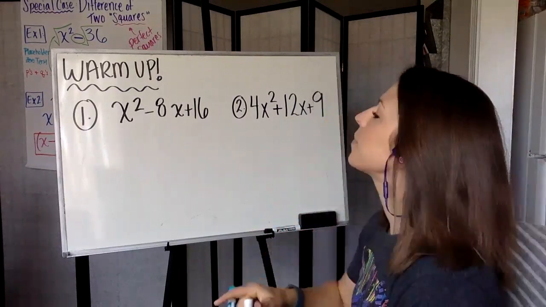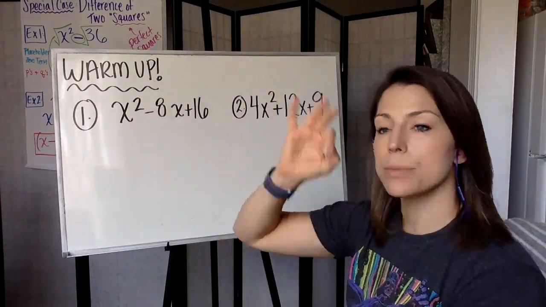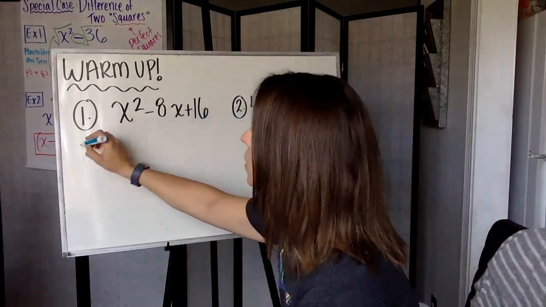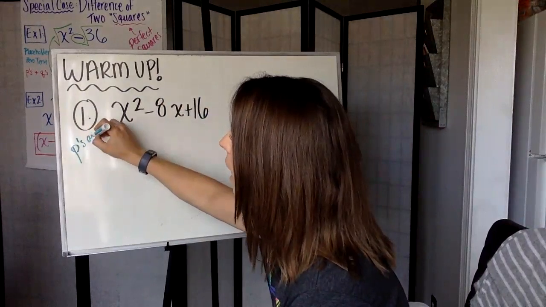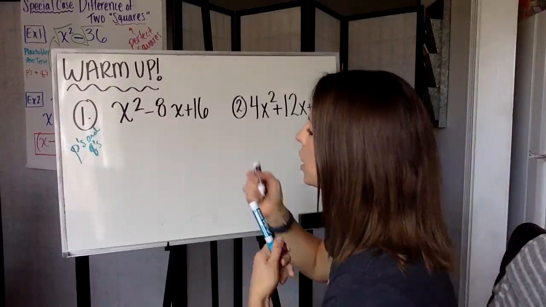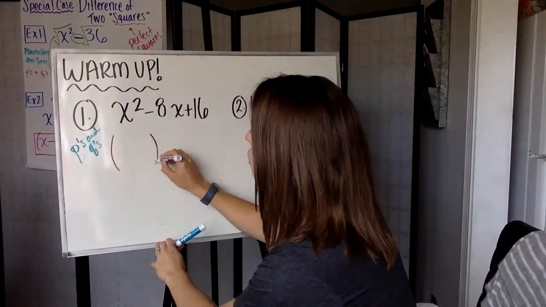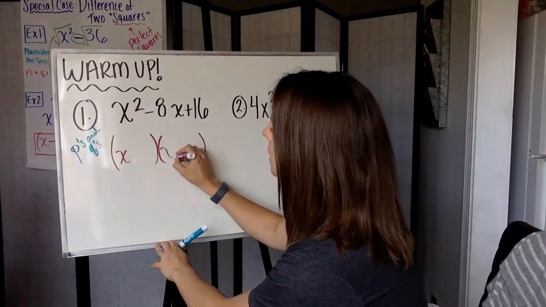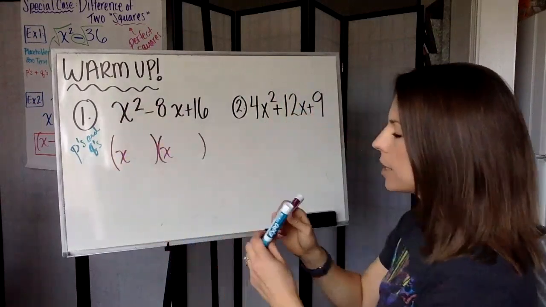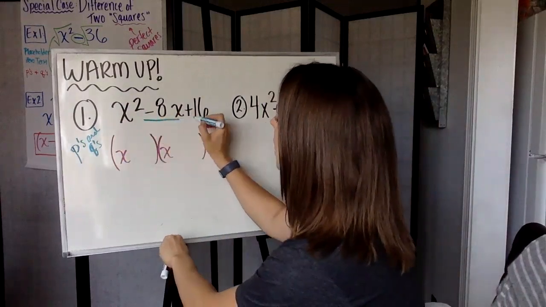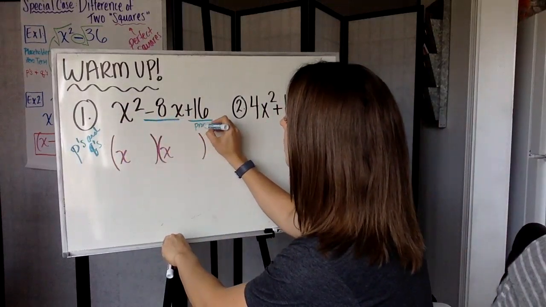All right, number 1, trinomial, 3 terms. No leading coefficient means we can use p's and q's. So here we're going to use p's and q's. So set up my answer. I know my answer is going to be a product of two binomials. I know my first term is going to be x because x times x is how I get x squared. Now we play the p's and q's game. What two numbers have a sum of -8 and a product of 16?